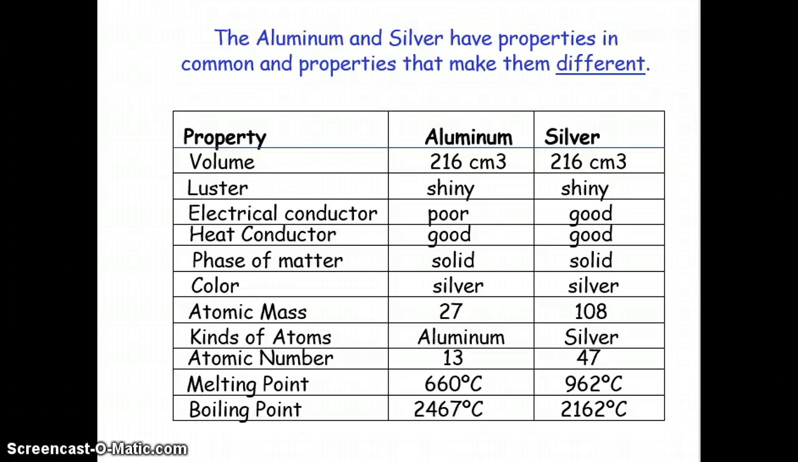However, the atomic masses of aluminum and silver are very different. Aluminum and silver are also made up of different elements. The element aluminum and the element silver. Aluminum has 13 protons, while silver has 47 protons. This is why silver has a greater atomic mass, because it is made up of more matter or more protons. Aluminum has a lower melting point than silver, and silver has a lower boiling point than aluminum.